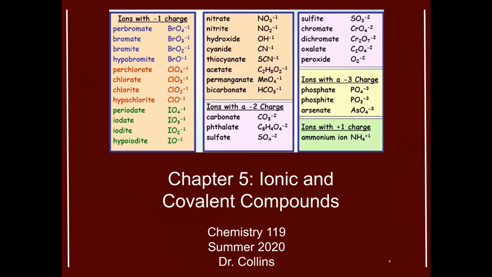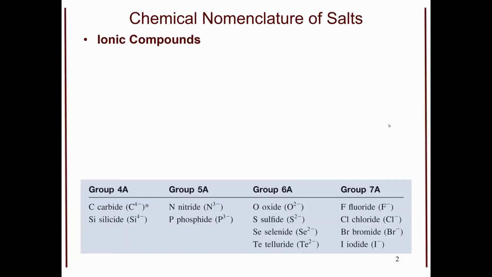Hi students. In this second video for online lecture 8, we are now going to talk about the naming of ionic compounds. As you can see by the title slide, this means that we're going to bring in the dreaded polyatomic anions. So let's talk about the nomenclature as a whole. For ionic compounds, it is often going to be a metal and a nonmetal.